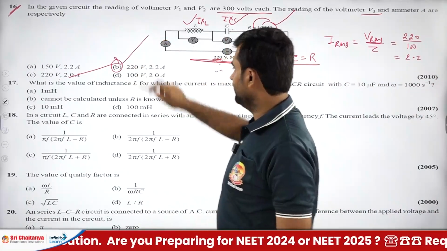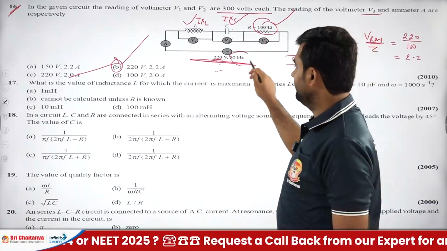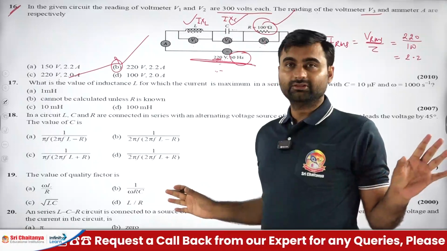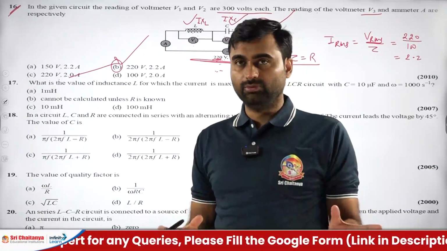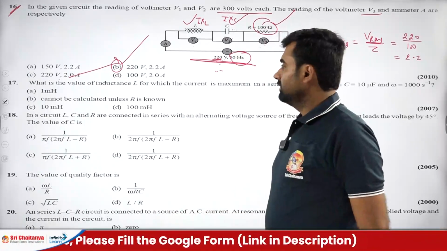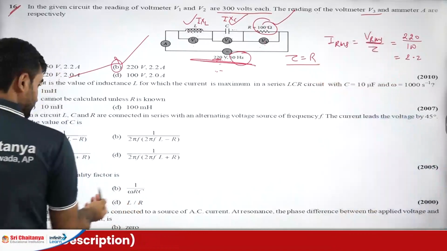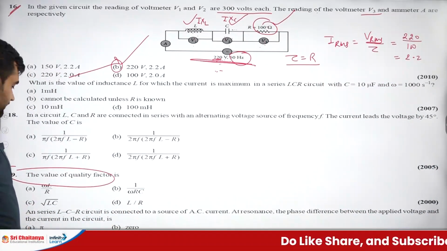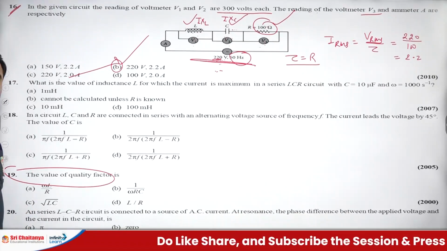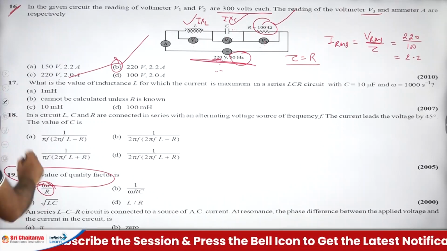B option is correct. Now anyone can say, sir, what is the use of 50 Hertz? No use here. Don't think that every quantity given in the question is useful. Okay, so like that we can solve the questions. Now you can see this question also asked the quality factor. We discussed quality factor formula is XL by R, omega L by R. Clear? Okay.